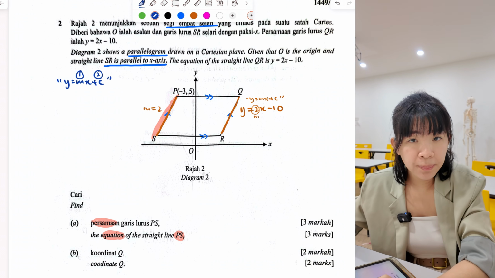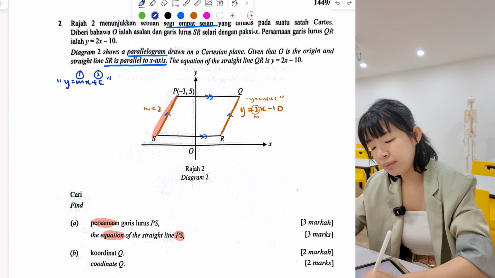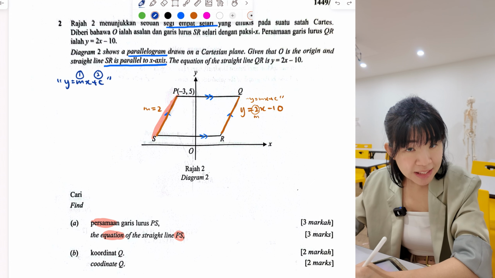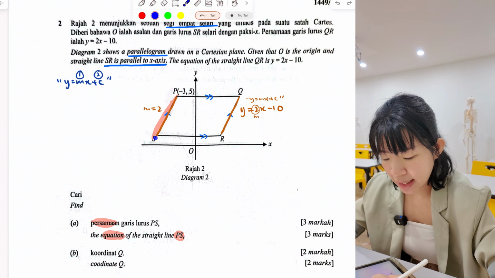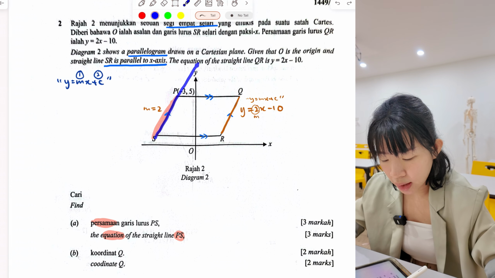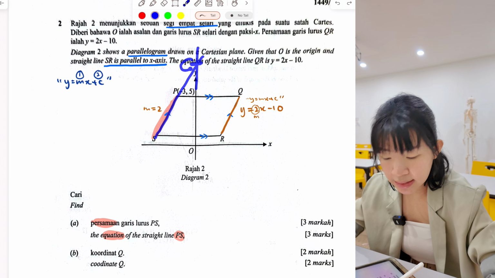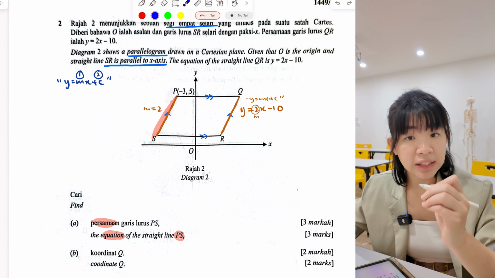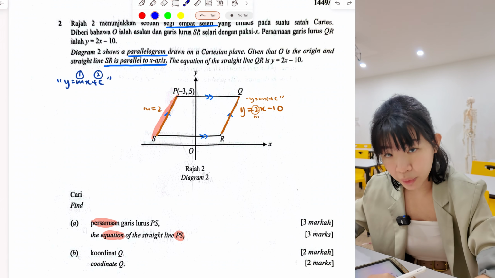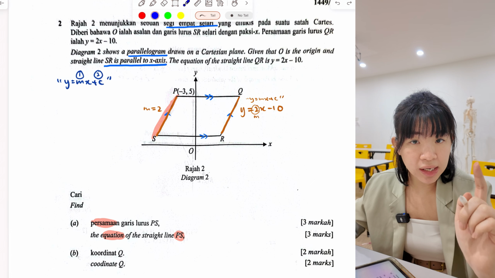Okay, so do we have m? Yes, just now we already said the gradient is 2. Once we have m, you can put it in. Do we have c, the y-intercept? Where is the y-intercept? If this line extends longer, it will intercept the y-axis. So this is the c we want. But obviously in this question it is not given. So whenever it is not given, we need to find c on our own. Always choose a coordinate to sub.